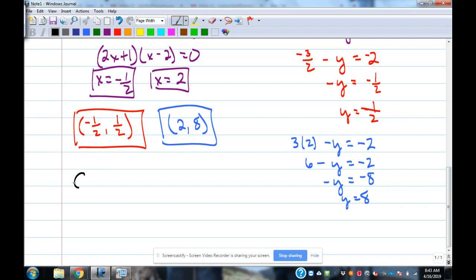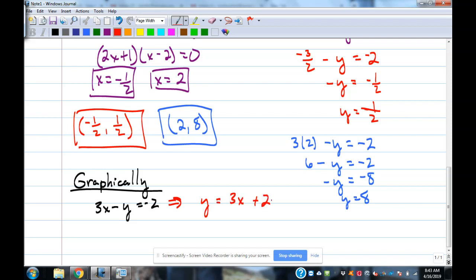y. So graphically, you know, 3x minus y equals negative 2. If you get y by itself, it's going to be y equals 3x plus 2, right? Subtract 3x, then divide by negative 1. You get 3x plus 2. And then 2x squared minus y equals 0. Get y by itself, you're going to have y equals 2x squared for the parabola part. And we're going to graph each of those on the graphing calculator and see where they cross.